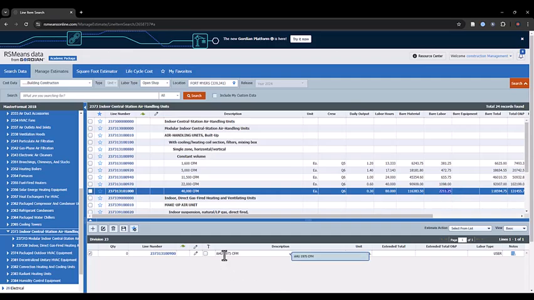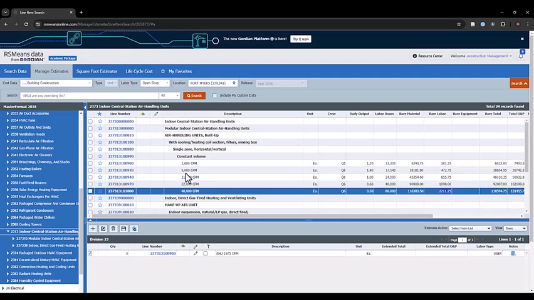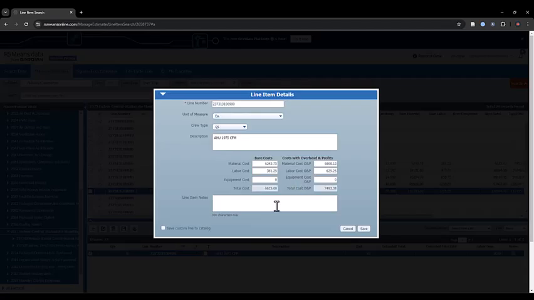So you have over here 1975, and the one over here is 1600. They don't have much difference. So what I will do is that I will only adjust for the material cost, and I will keep the labor cost the same.